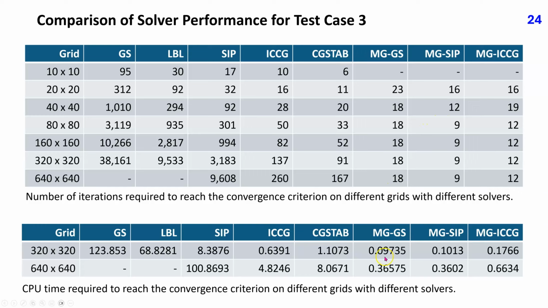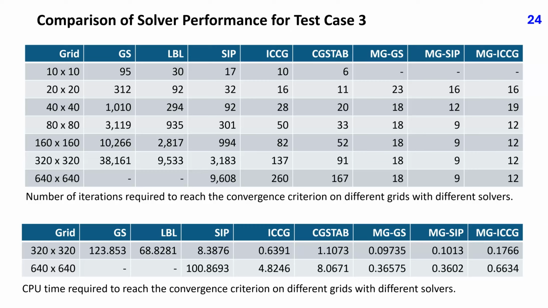The second table shows the computing times required on the same computer to obtain converged solution on the two finest grids with various solvers. On the grid with 640 by 640 control volumes, ICCG consumes almost 21 times less computing time than SIP solver, although it needs almost 37 times less iterations. The discrepancy is because one ICCG iteration involves more computing operations than one SIP iteration.